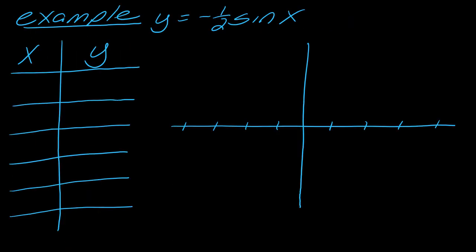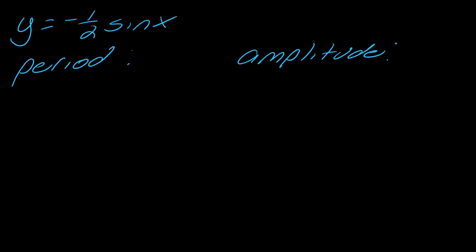Okay, so I'm going to start with y equals negative 1/2 sine x. So the first thing that I want to do is identify what's the period and what's the amplitude. The amplitude is the easiest one to pick out, right? It's just the number in front of sine. And then the period in this case is pretty simple. Normally you would do 2 pi divided by b. So in this case, this would just be 2 pi divided by 1. So it's just 2 pi.